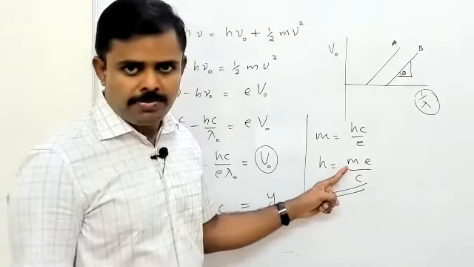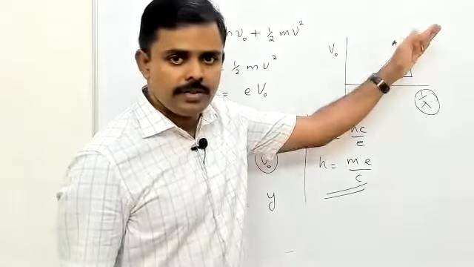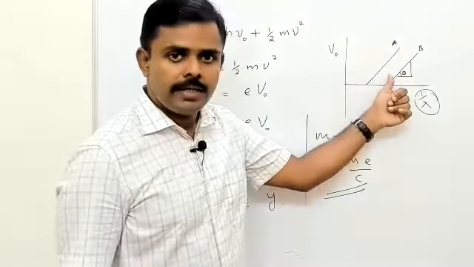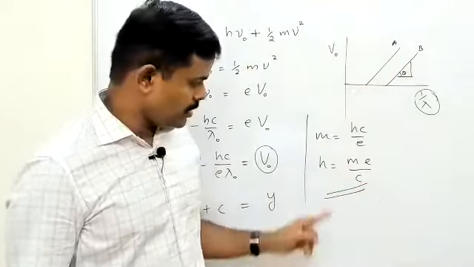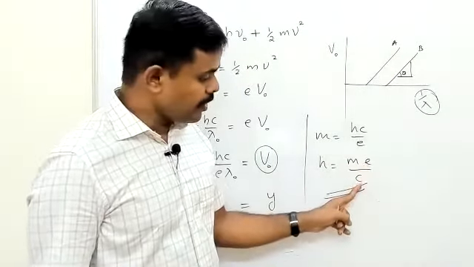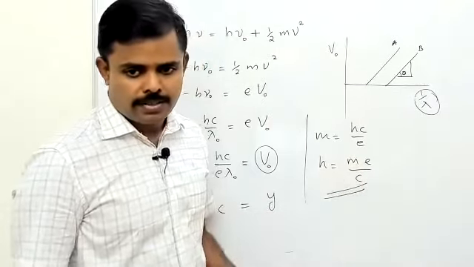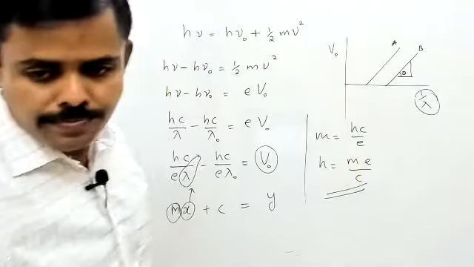Do the experiment. Draw the graph. Take a triangle. Take tan theta. That will be the slope, m. Then the electron's charge here, then the velocity of light here. If you put all those values, you will get Planck's constant. Did you understand this?